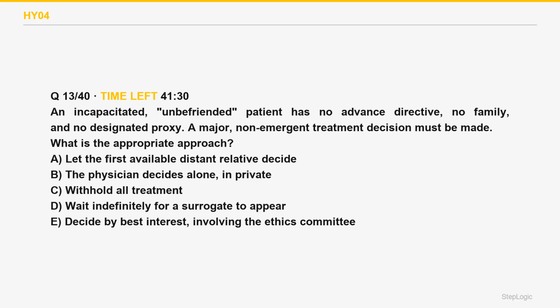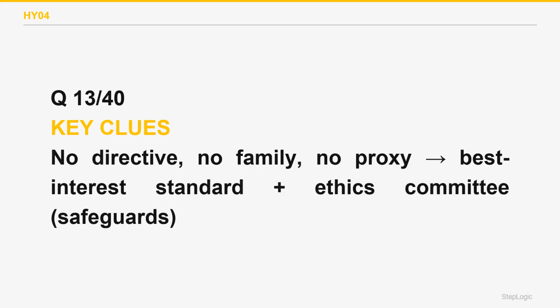Read the command: how to decide for a patient with no surrogate. Use the best interest standard with institutional safeguards. When a patient has no advance directive, no family, and no proxy, decisions default to the best interest standard: what a reasonable person would want, applied with institutional safeguards such as an ethics committee and sometimes a court-appointed guardian. This protects the vulnerable patient from a single person's unchecked judgment.